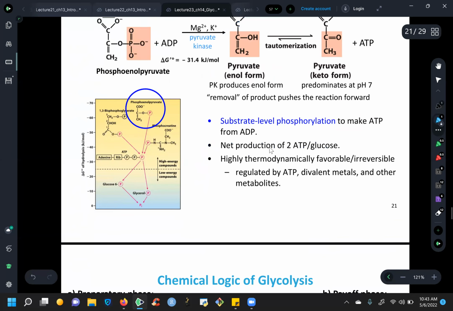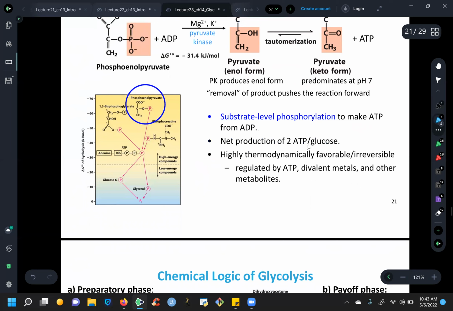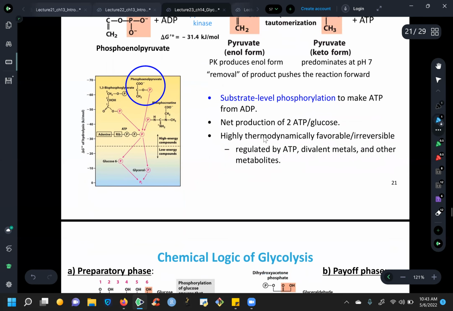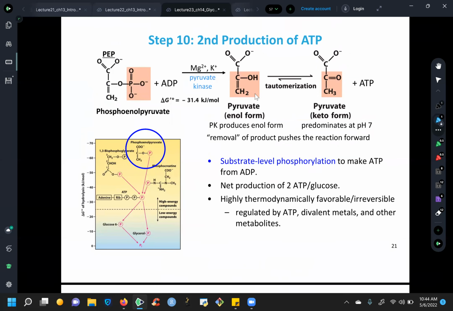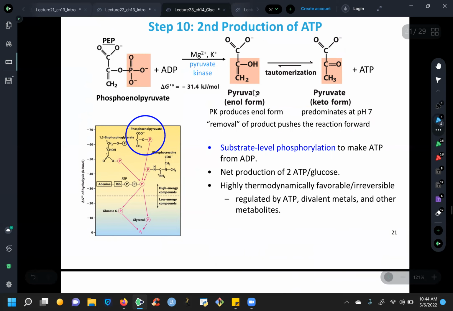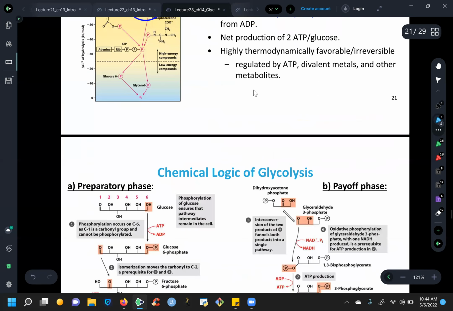Substrate level phosphorylation, net production of 2 ATP per glucose. So yeah, this is happening twice, and that's why there's 2 ATPs. This is highly thermodynamically favorable and irreversible. This is regulated by ATP, divalent metals, and other metabolites. So this is step 10. Remember, in glycolysis, steps 1, 3, and 10 have really high negative delta G values, and they are irreversible.